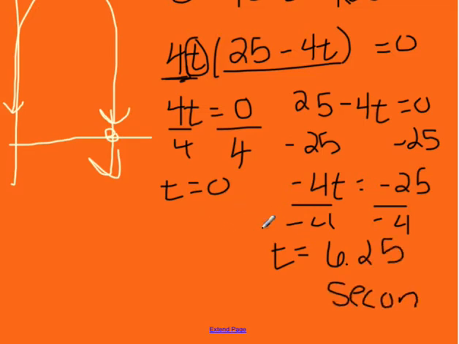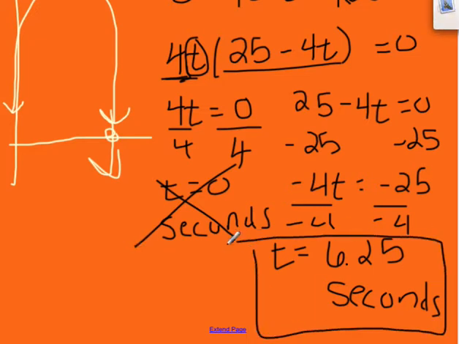Well, let's think about this logically. If we're launching a flare off the ground, you're right, at 0 seconds it is going to be on the ground. But that's not when it's coming back to the ground. That's when we're starting on the ground. So our answer is actually 6.25 seconds. Next, let's take a look at number 10.